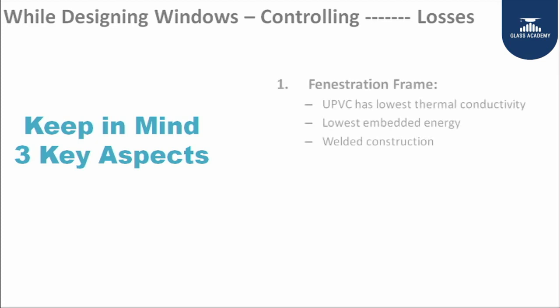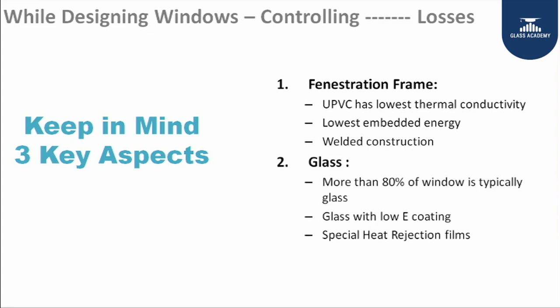When you design windows, there are 3 things we need to keep in mind, especially when you are talking about energy performance. The first is the frame. What frame do you use? Whether it is wood, steel, aluminum or UPVC. And while selecting it, you need to look at the lowest embedded energy in any of the frame materials and the one which has the highest insulation.